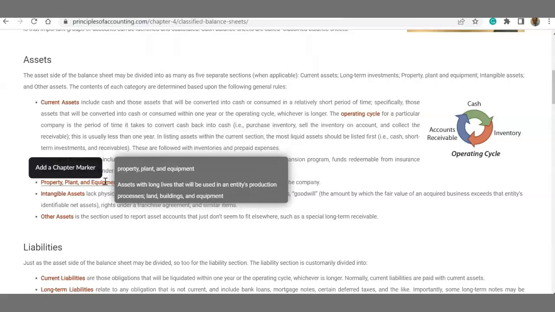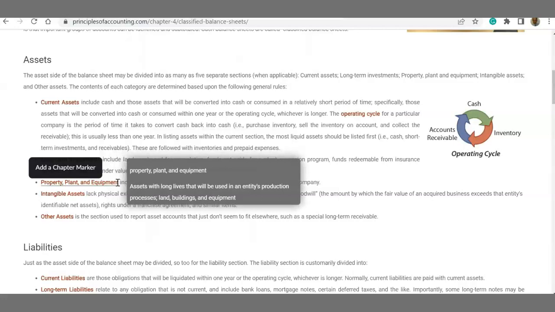Right after that, it's category number 3, which starts with property, plant, and equipment. In this case, those are fixed assets that you are using for your daily business production process, like land that your employees use for parking, buildings, equipment, machineries, trucks, automobiles, all those types of things that you use in your business.